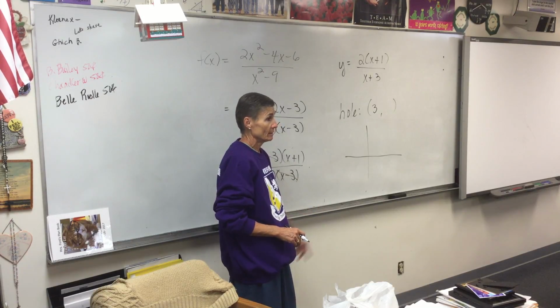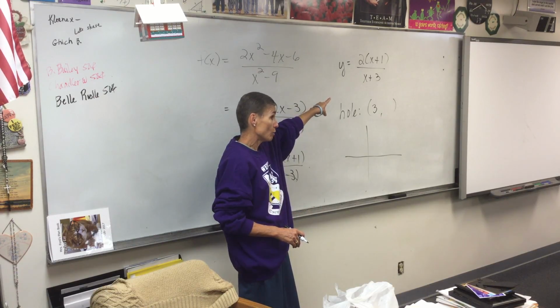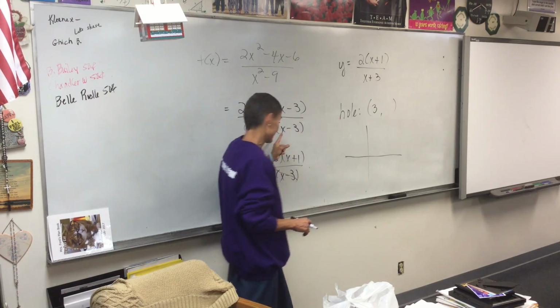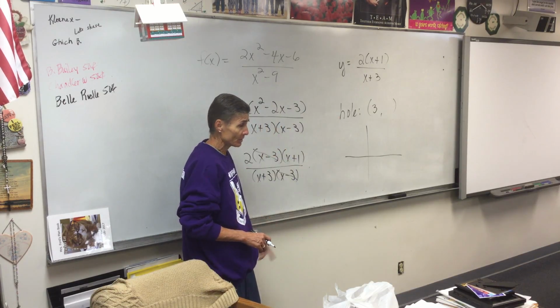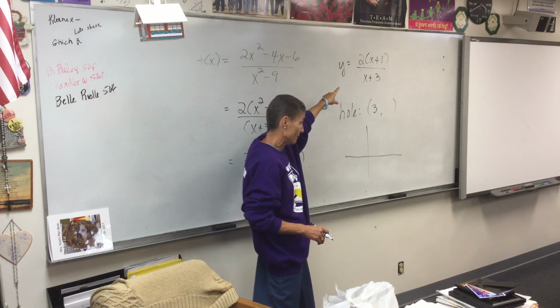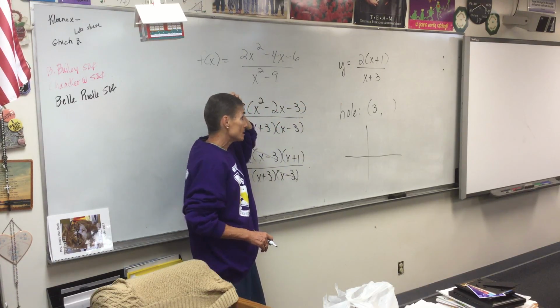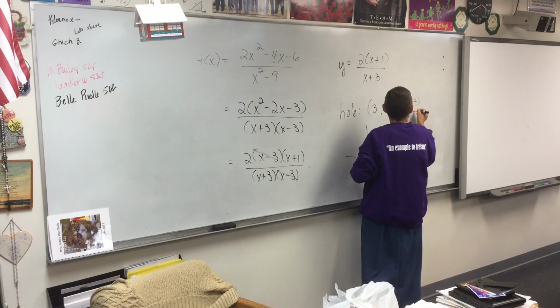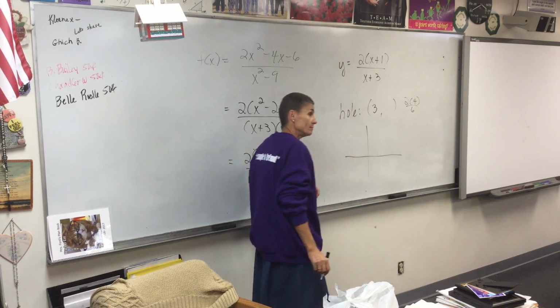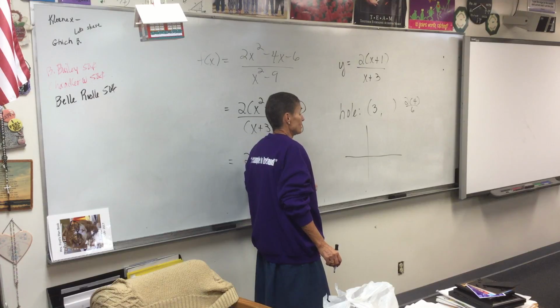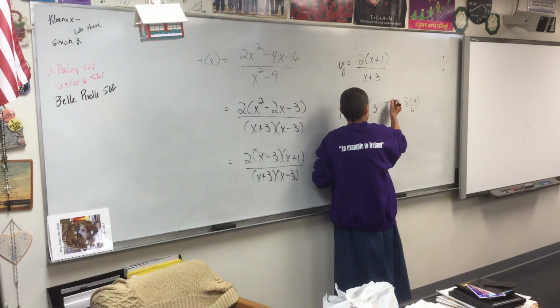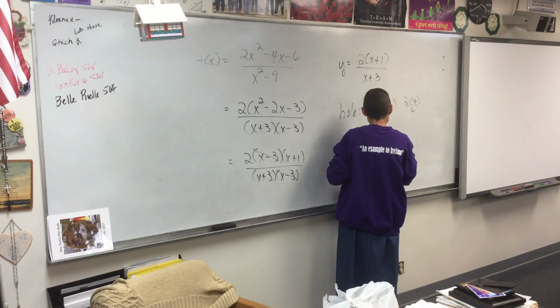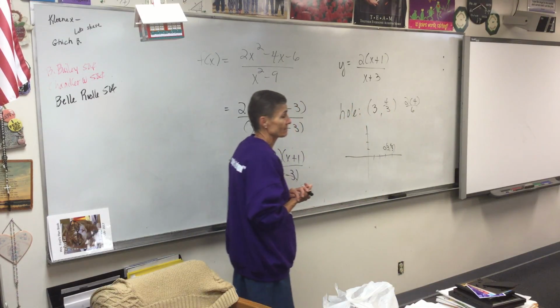What equation? That one. Don't go back to the original, because if you go back to the original, you're going to get a 0 in the bottom. You've got to plug it in your new problem. Okay? So, plugging 3 into my new problem gives me 2 times 4 over 6, which is 8 over 6, which is 4/3. So I am going to have an open circle at (3, 4/3). That's where my hole is.